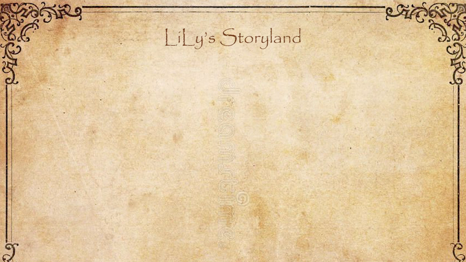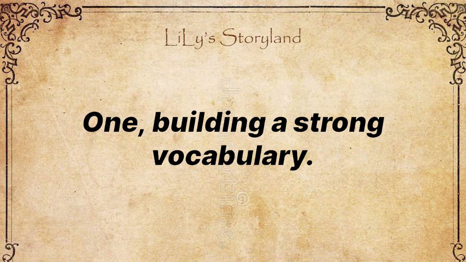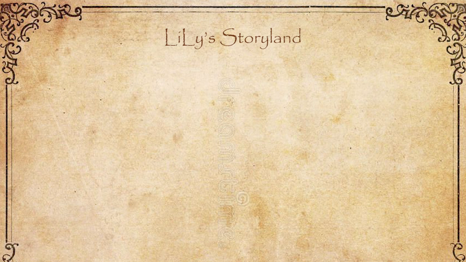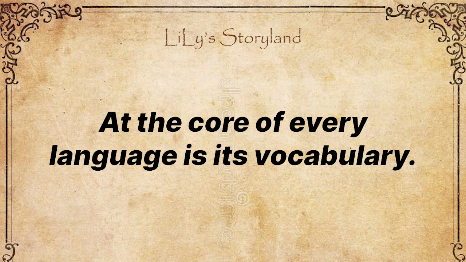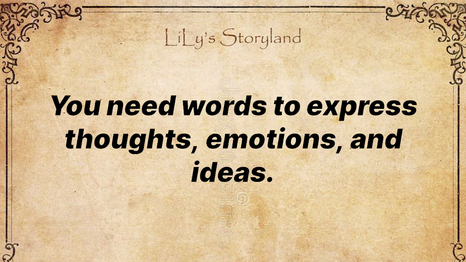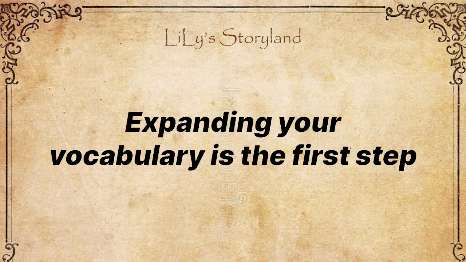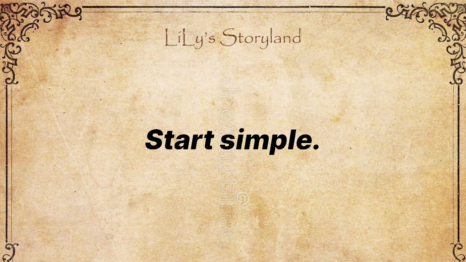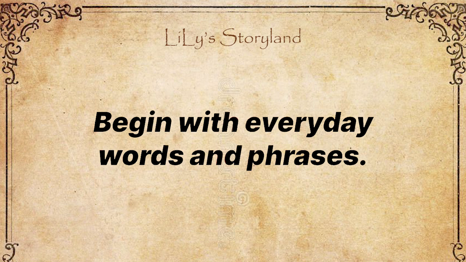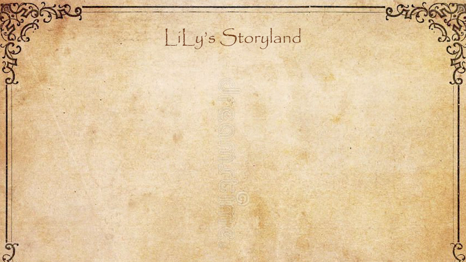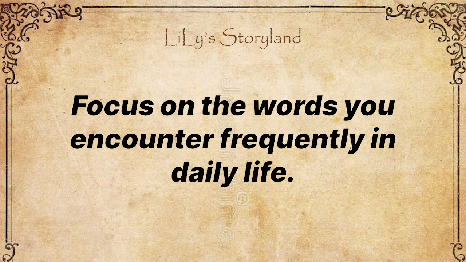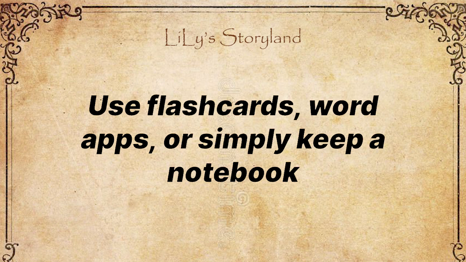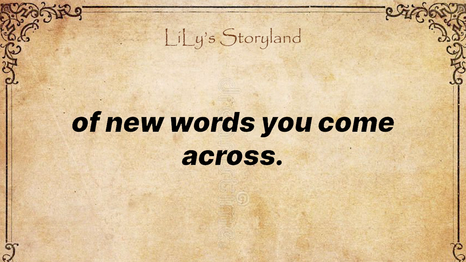1. Building a strong vocabulary. At the core of every language is its vocabulary. You need words to express thoughts, emotions, and ideas. Expanding your vocabulary is the first step to improving your English. Start simple. Begin with everyday words and phrases. Focus on the words you encounter frequently in daily life. Use flashcards, word apps, or simply keep a notebook of new words you come across.